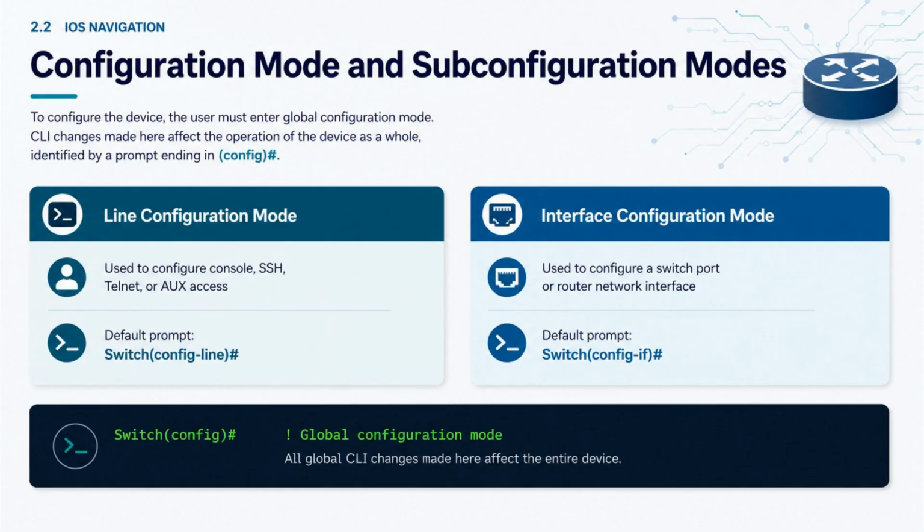will navigate labs. To actually configure anything, you need global configuration mode, prompt ends in config hash. From there, line configuration mode handles console, SSH, Telnet, and AUX access, and interface configuration mode handles a specific port. These are submodes underneath global config, not separate paths.